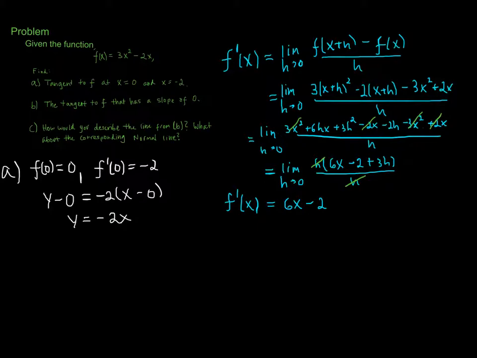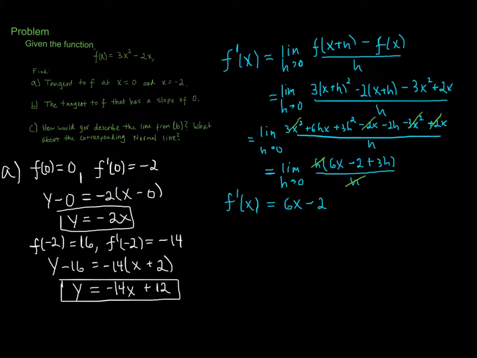And now we can find the tangent to f at x equals negative 2. All right, so f of negative 2 is 16, and the derivative at negative 2 is negative 14, so the slope is negative, it's decreasing. I set up my point slope form, simplify, and I get the line y equals negative 14x plus 12. If you wanted to take a look at the graph of the function to check your work, you could, and it should work out just fine.